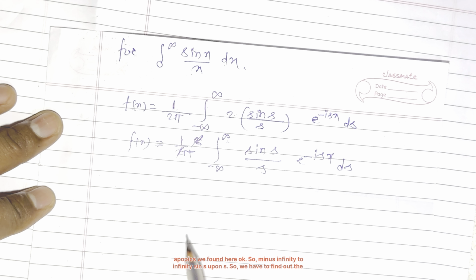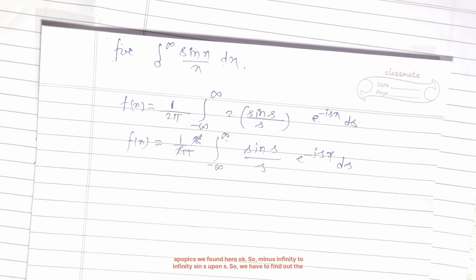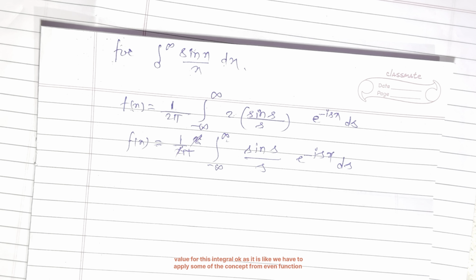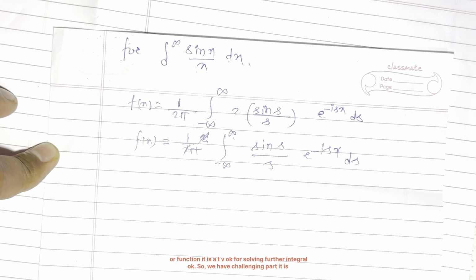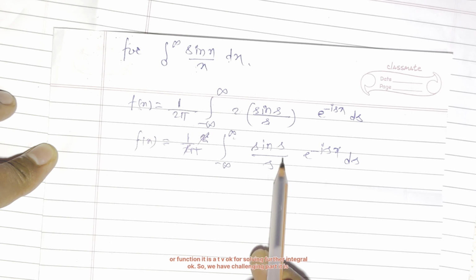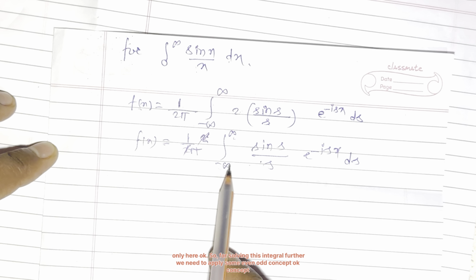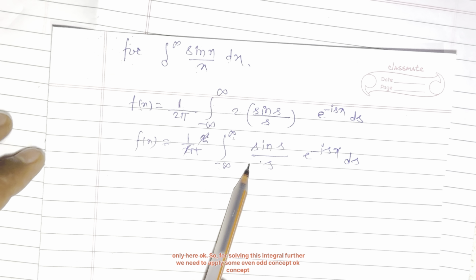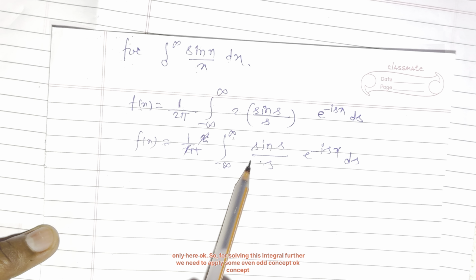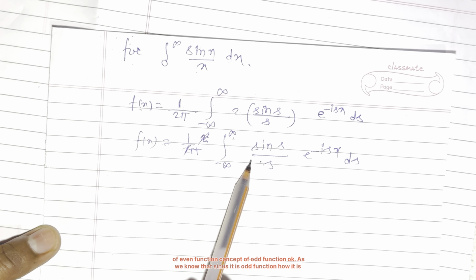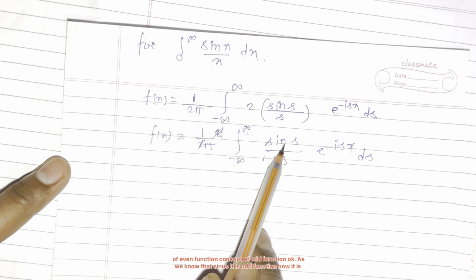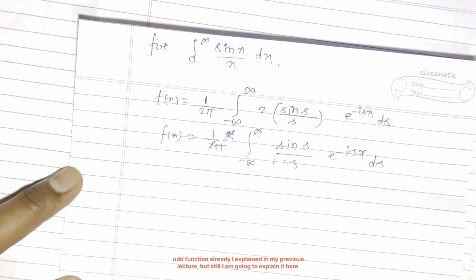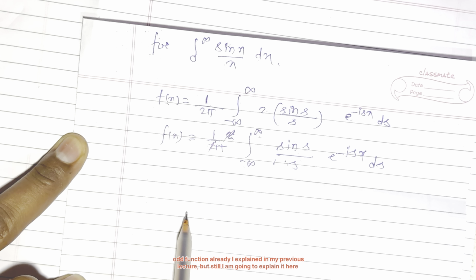So minus infinity to infinity sin s upon s. We have to find the value of this integral. For solving this integral further, we need to apply some concepts of even and odd functions. This is the only challenging part. As we know, sin s is an odd function. How it is an odd function I already explained in my previous lecture, but I'm going to explain it here again.